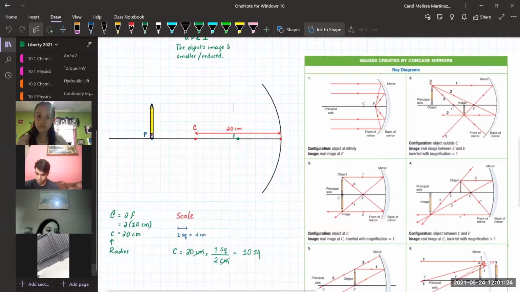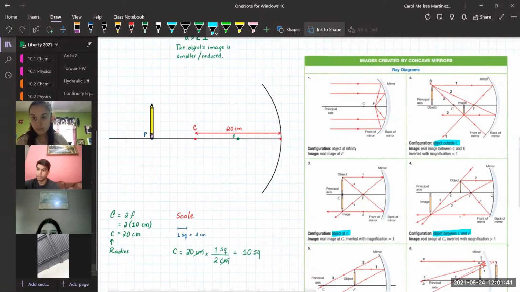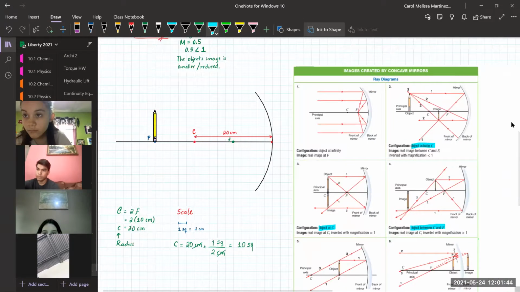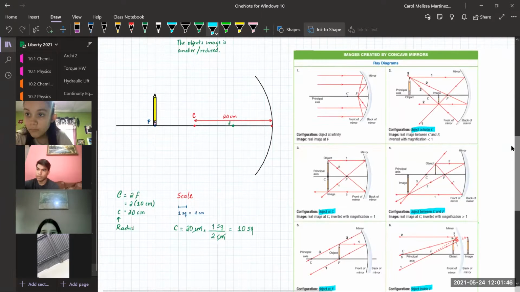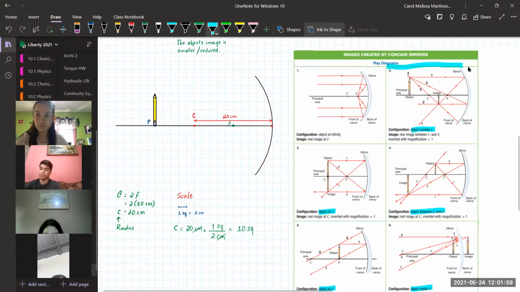What configuration does it have? Is it outside C? Is it located at the point C? Is it between the point C and F? Is it located over F? Or is it located inside F? What situation do we have? The object is outside C. Okay, so we are talking about situation 2.